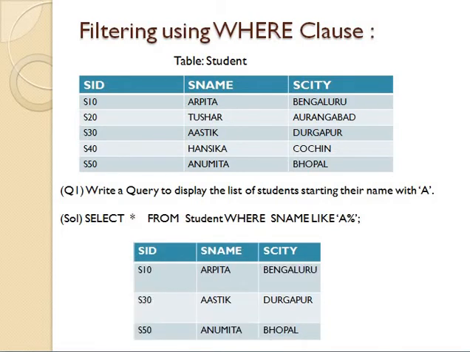But if you are to include all these column names SID, SName, as well as SCity, you are supposed to write this star symbol because star extracts all the column names from the table. As a result, the query becomes select * from student where SName like 'A%' in this example.